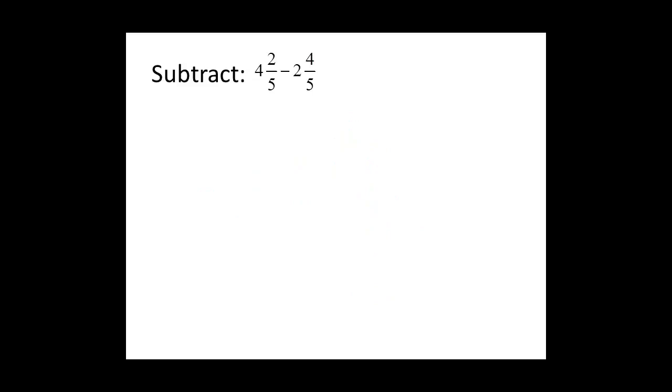Subtract 4 and 2/5 minus 2 and 4/5. We will do this problem using method 1. For method 1, we will line up the whole parts and the fraction parts vertically. We see that we have a common denominator, so we will subtract the numerators, 2 minus 4. We can't do this. We can't take 4 from 2, so we need to borrow.